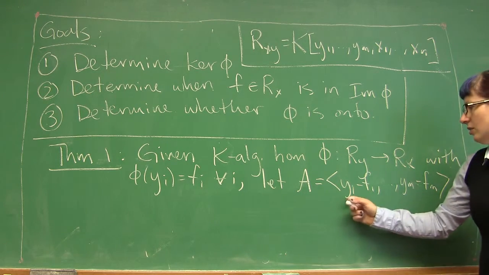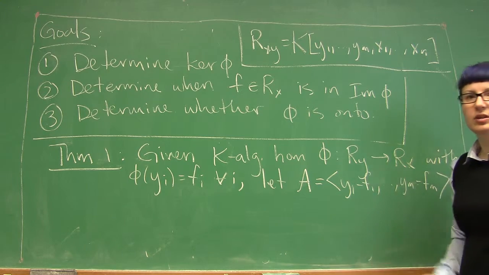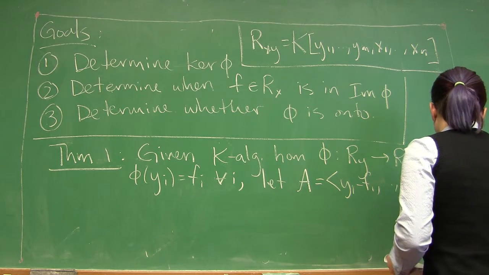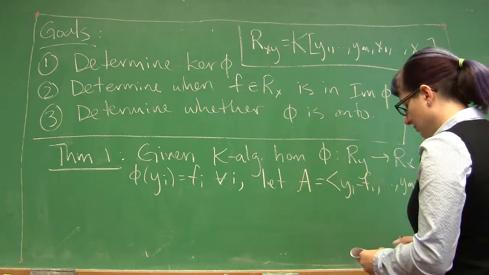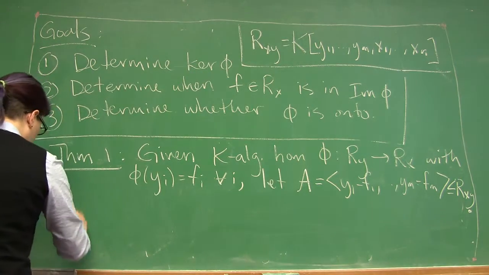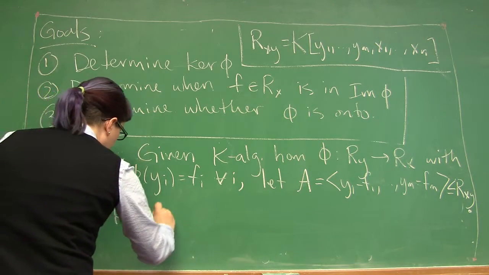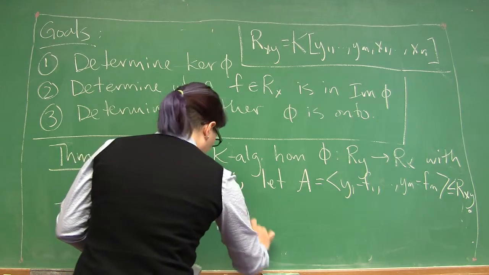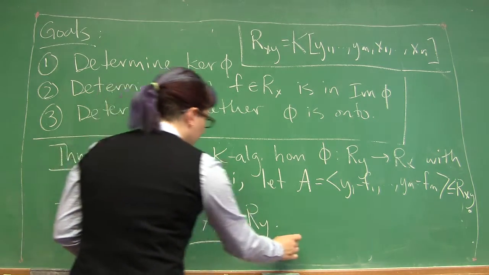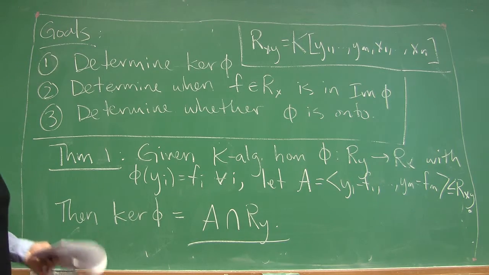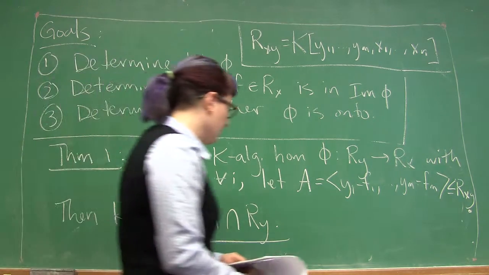The y's obviously are in Ry, the f's are in Rx, so together this is in Rxy. The theorem says that then the kernel of phi is equal to the intersection of A and Ry. So that theorem answers question 1. In order to prove this theorem, we first need a technical lemma.